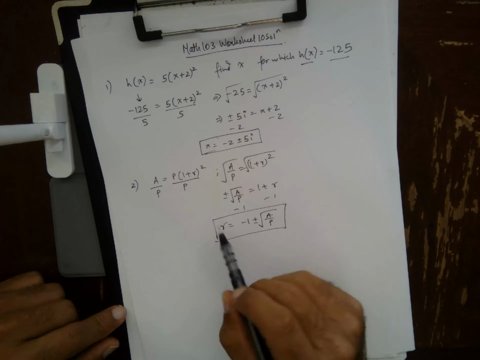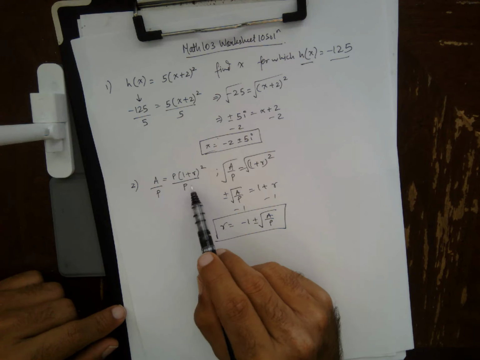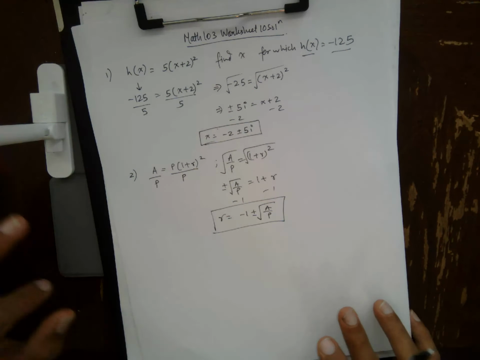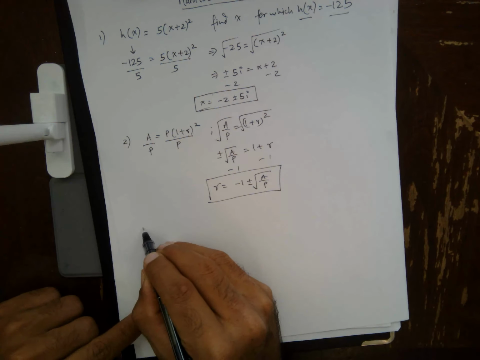Now theoretically speaking, this equation represents a compound interest situation, so it would not be negative. But because the context is not given in the problem, you report both the answers.